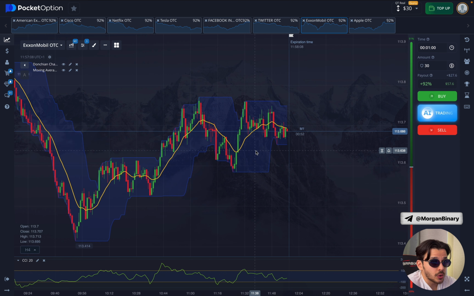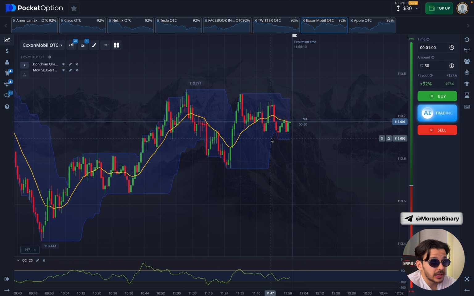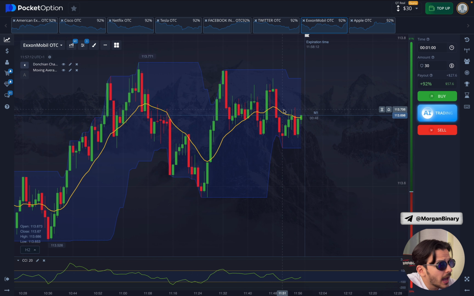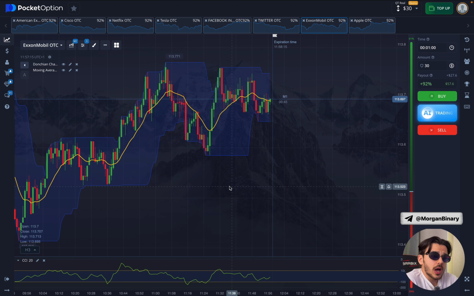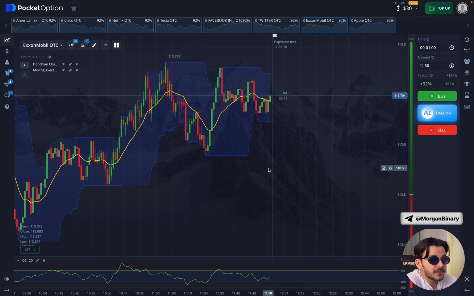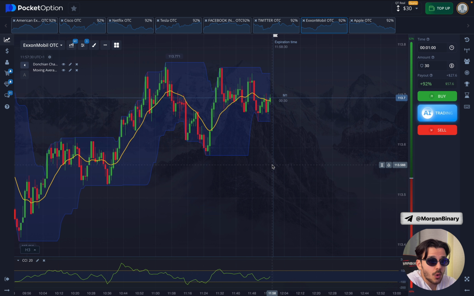We need to control the movement inside the channel indicator. And we will also analyze the overbought and oversold areas. I will explain each trade in detail, so I think as you trade you will understand how to open your positions correctly and what conditions you have to meet in order to open a trade.